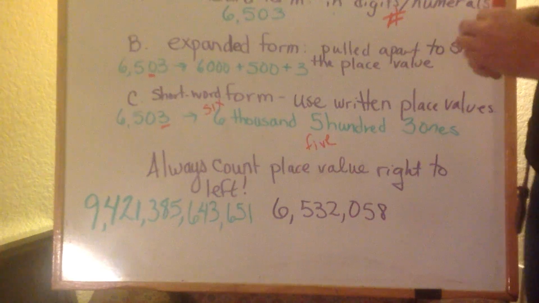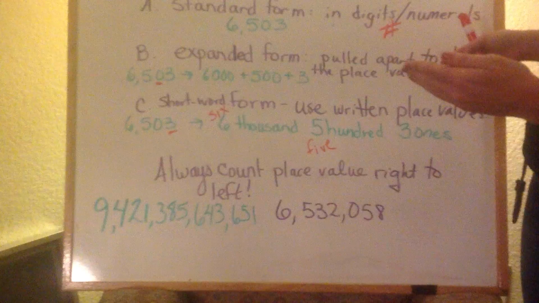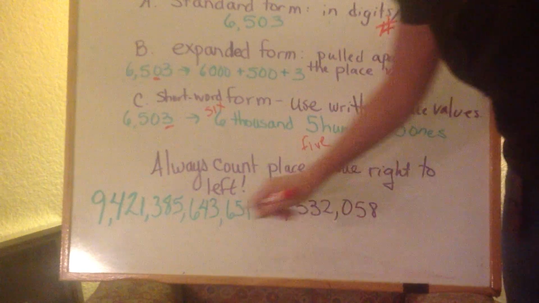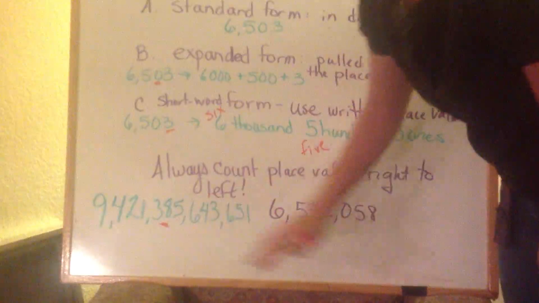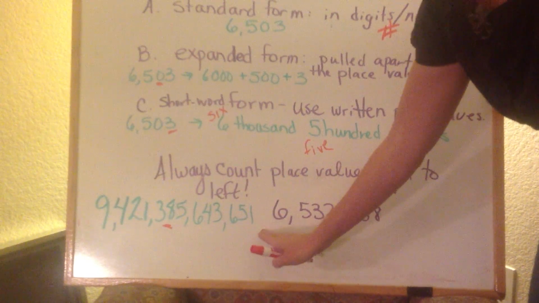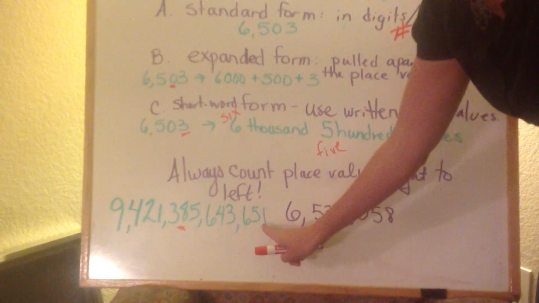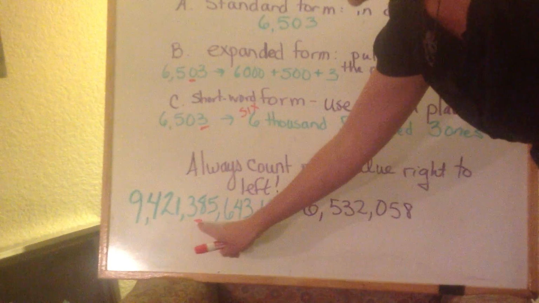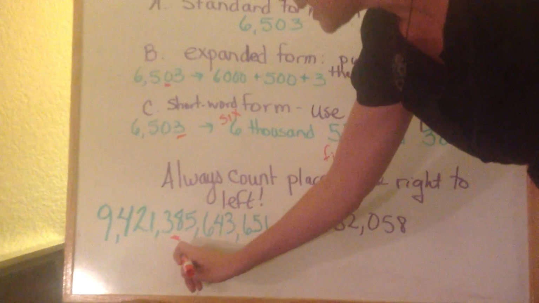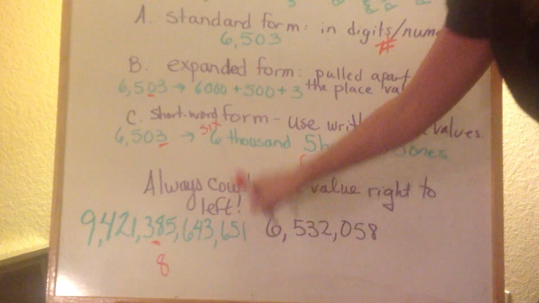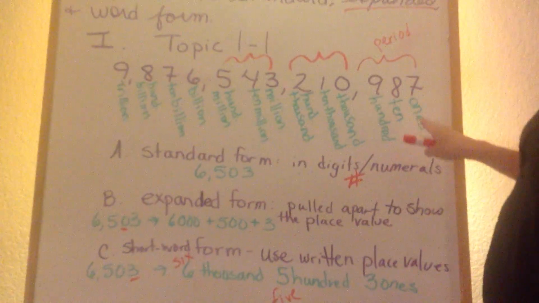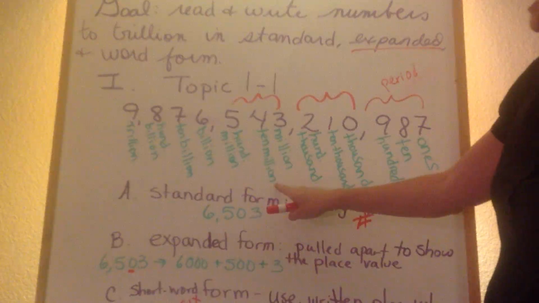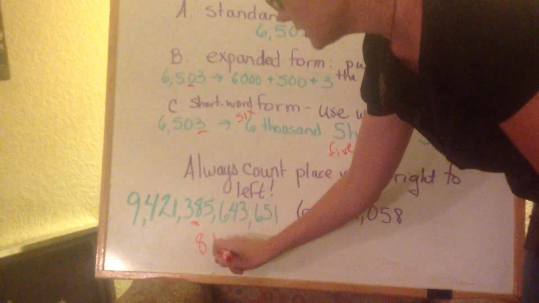So when you read numbers or count place values, you're always going to count from right to left. So if I wanted to know what the place value of this 8 was, I would start here and I would count from right to left how many places I had. 1, 2, 3, 4, 5, 6, 7, 8. So this is an 8. It's 8 places over. I would come up to my place value chart here and I would count again. 1, 2, 3, 4, 5, 6, 7, 8. It is 8, 10 million.